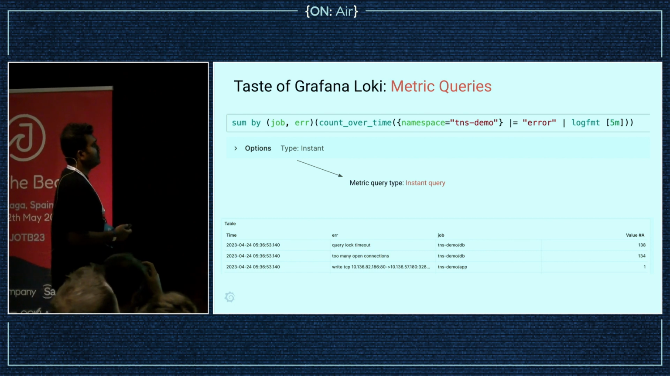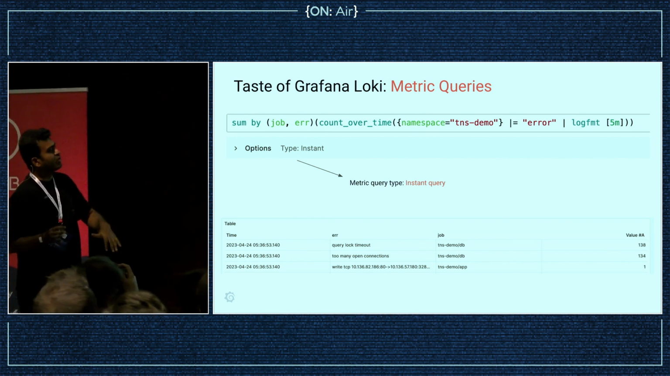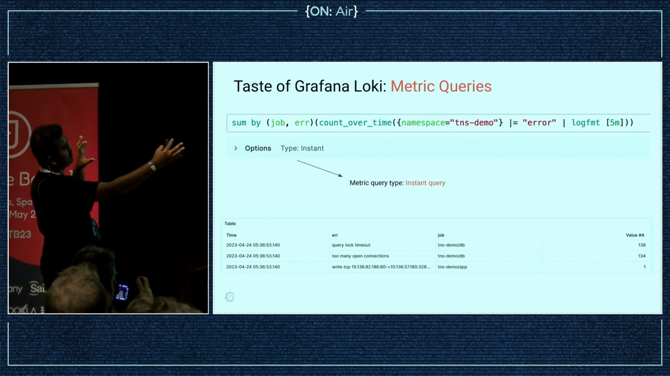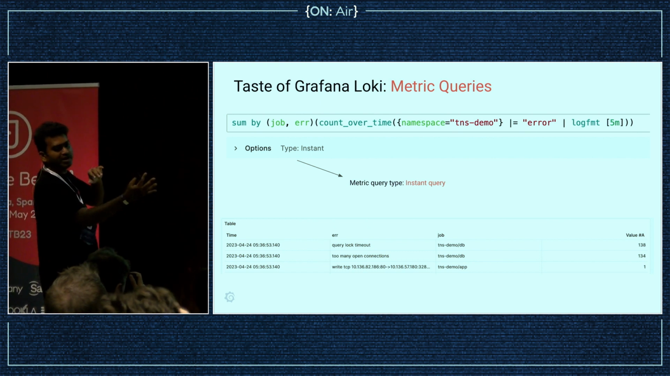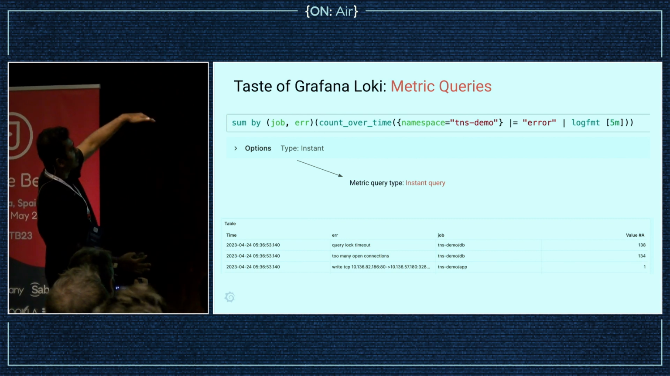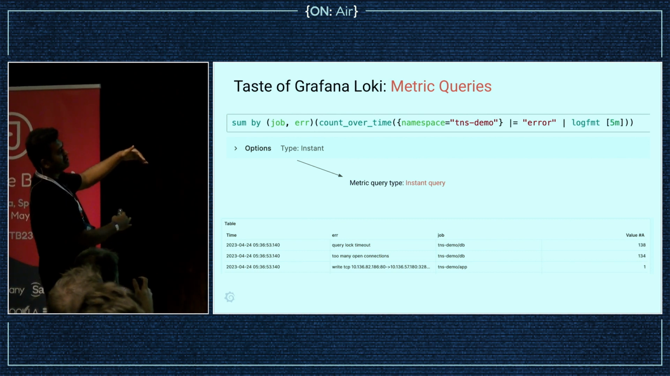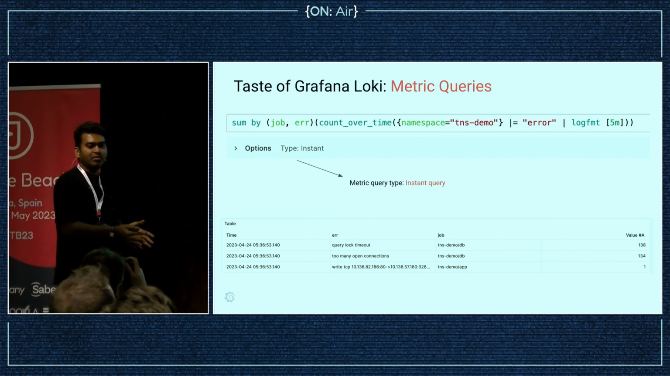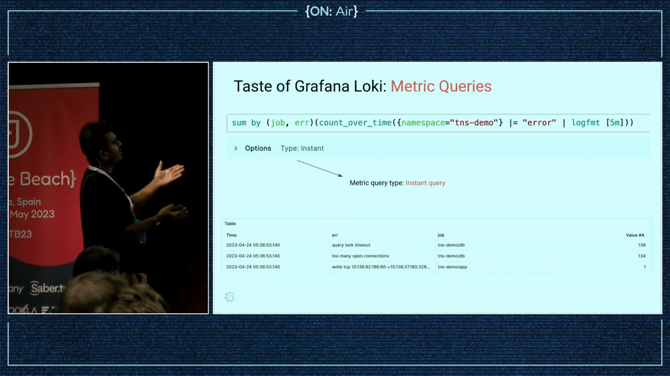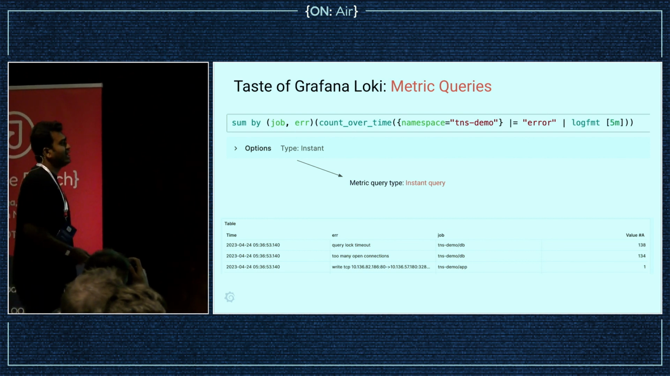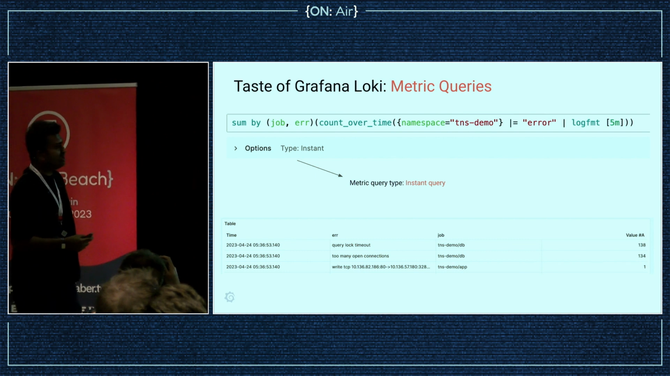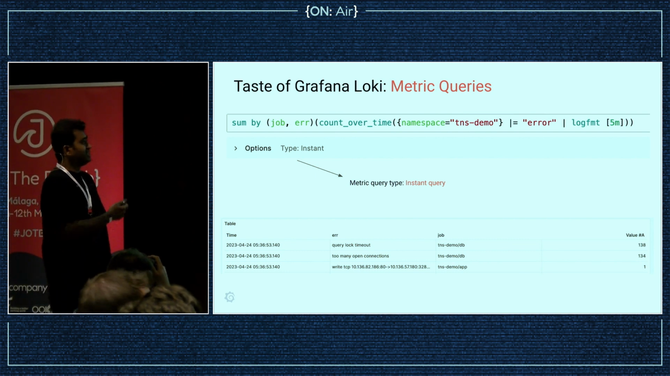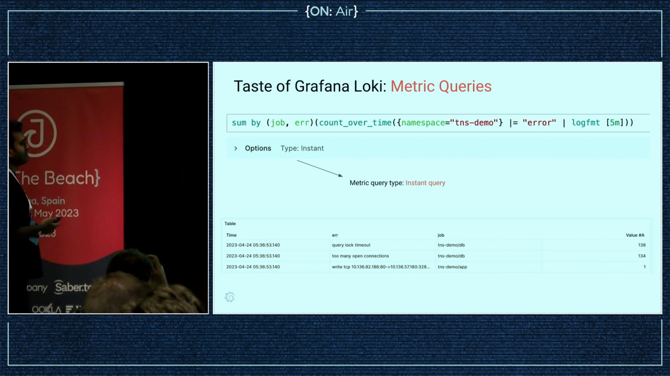So this is an instant metric query. What that means is this query is just counting the number of errors that occurred in the past 5 minutes, and it's going to aggregate by job and error. It only touches the last 5 minutes of data from the instant you run the query. So in this example, the error query log timeout has happened in the job TNS demo DB 138 times in the past 5 minutes. And the same for too many open connections, and the same for the other error.